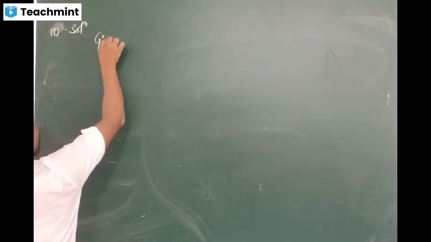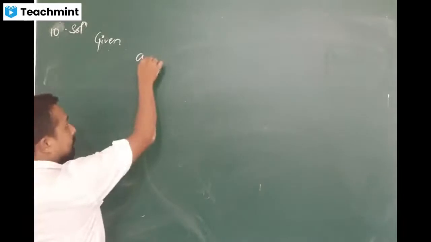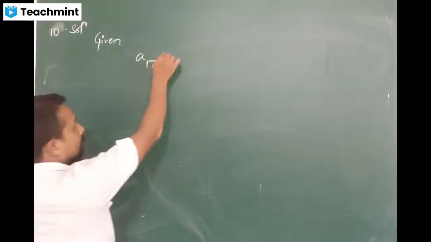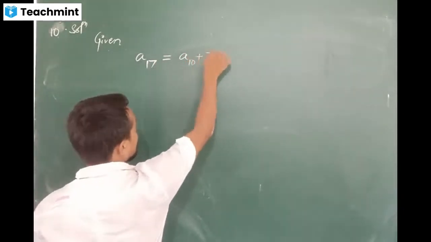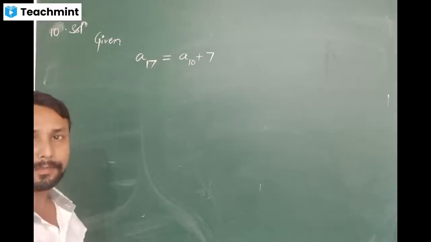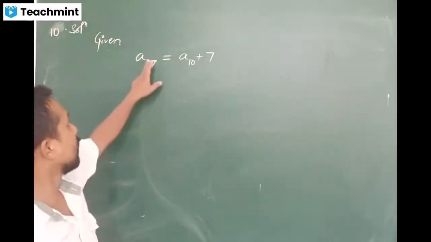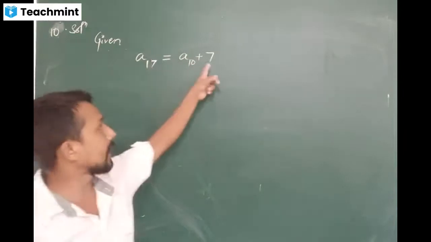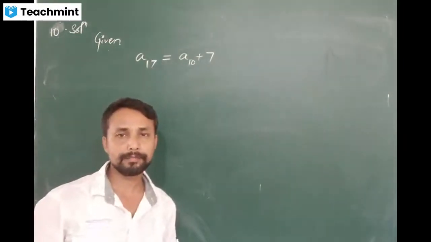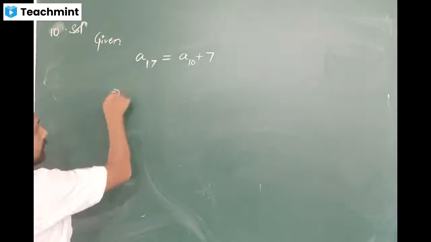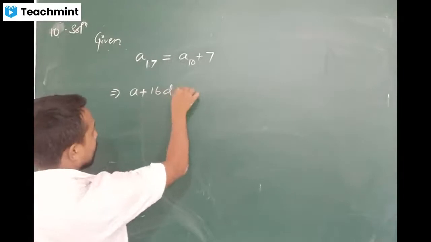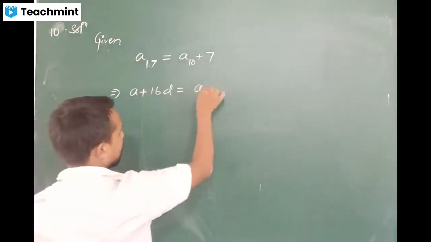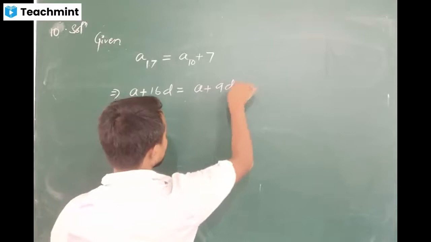Given the 17th term, how much bigger? It is 7 bigger than its 10th term. Now, this 17th term can be written as A plus 16D. The 10th term can be written as A plus 9D, plus we have 7.